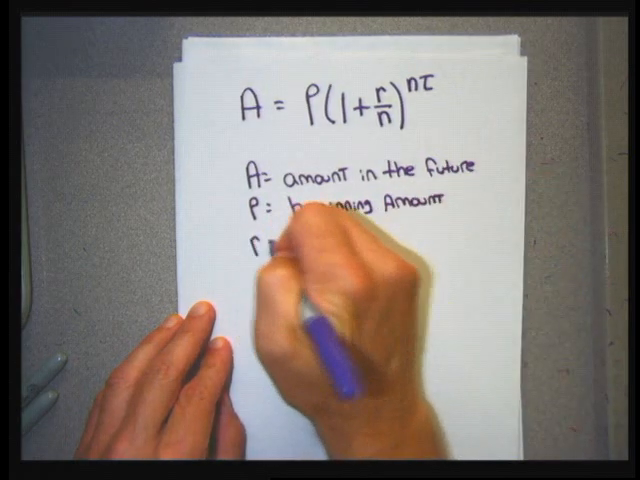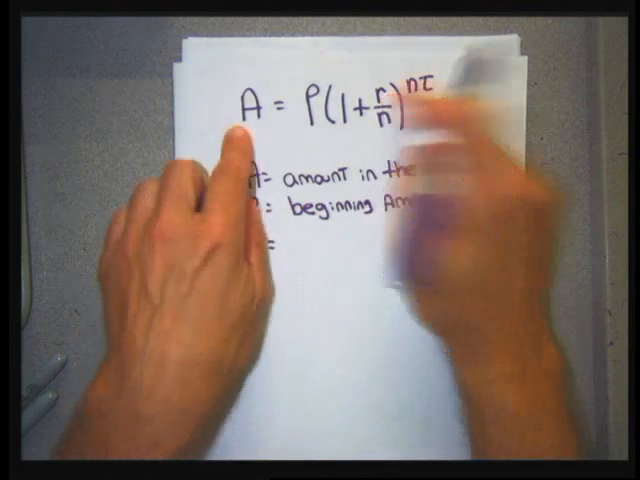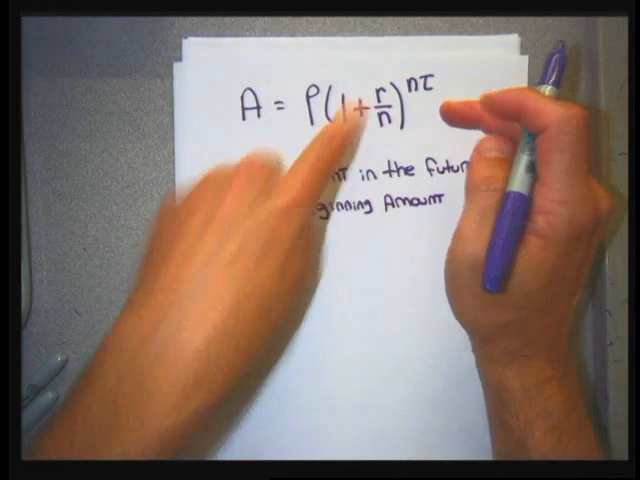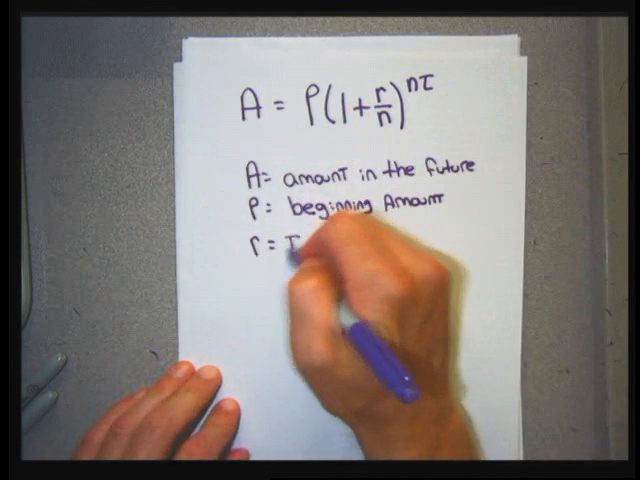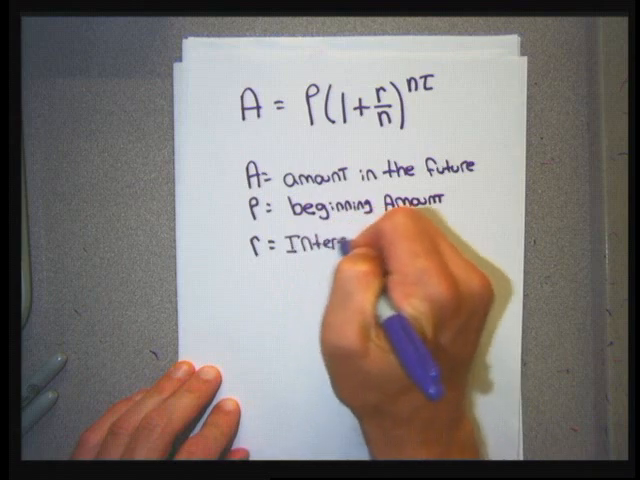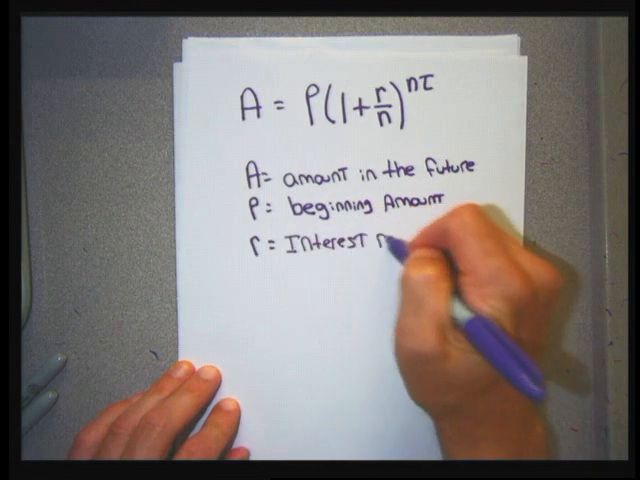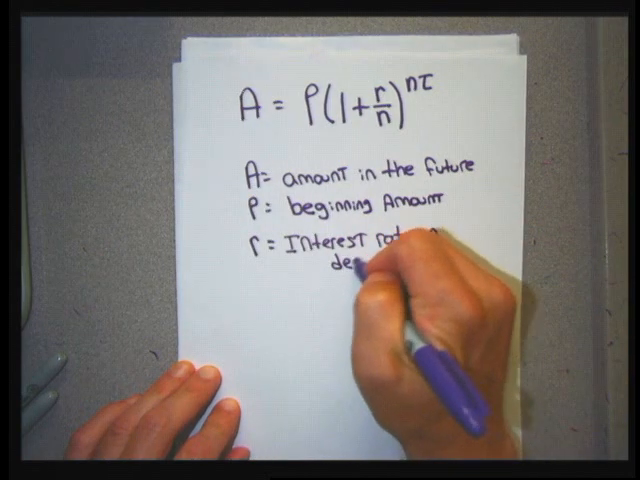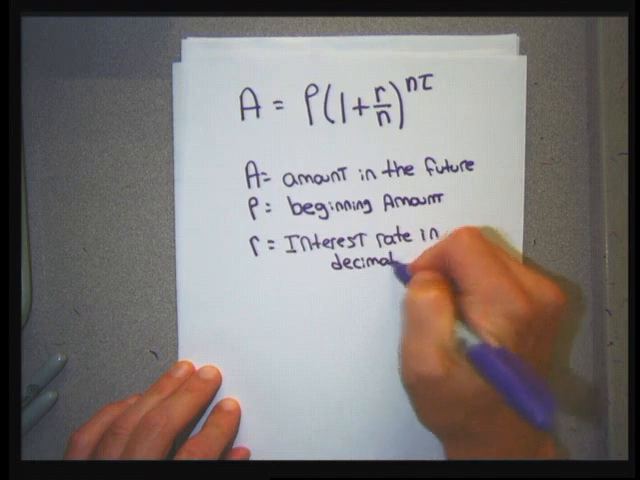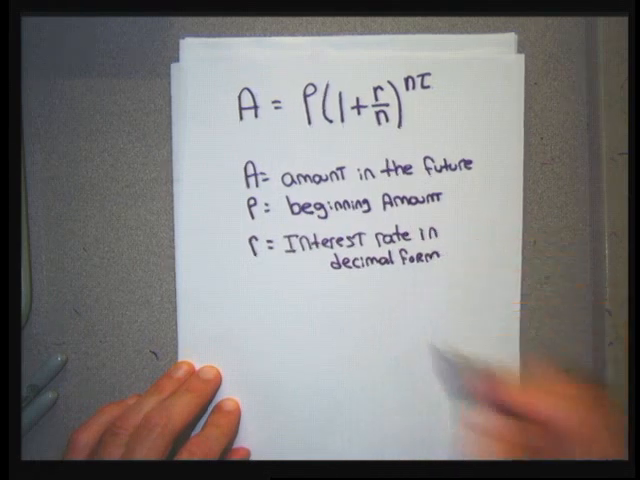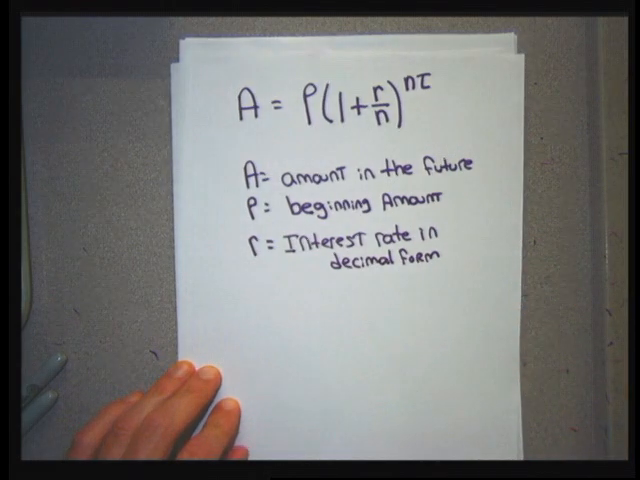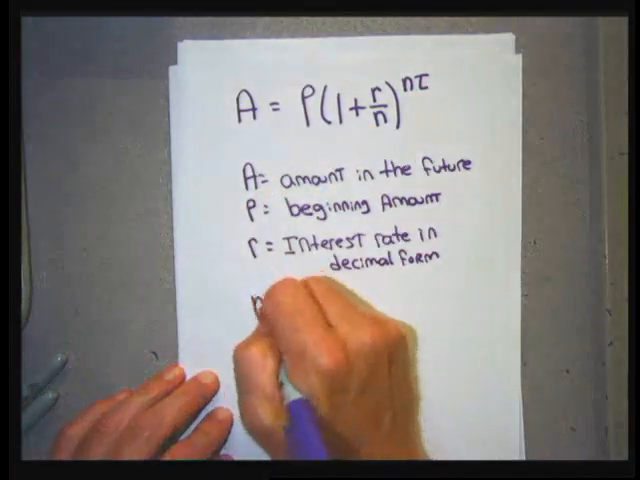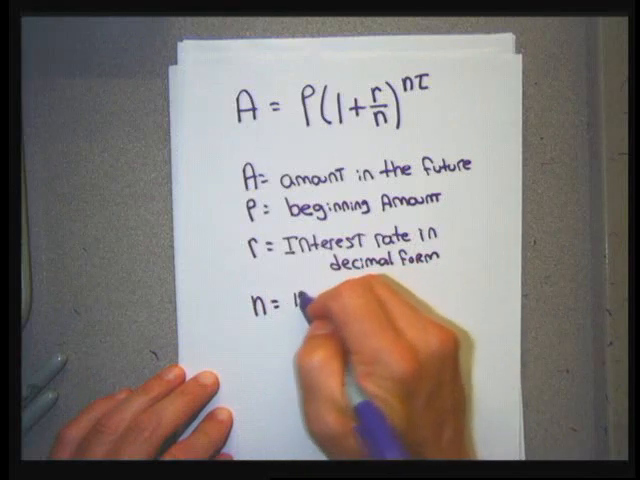The r in the formula, which is the next letter: A is the future amount, P is the beginning amount, 1 is just the number 1. r is the interest rate, but it has to be in decimal form. In most of the word problems in this section, the interest rate is given as a percent, and we'll need to change the percent into a decimal by moving the decimal over 2 places to the left. There's an n in the formula, and the n is the number of times interest is paid per year.